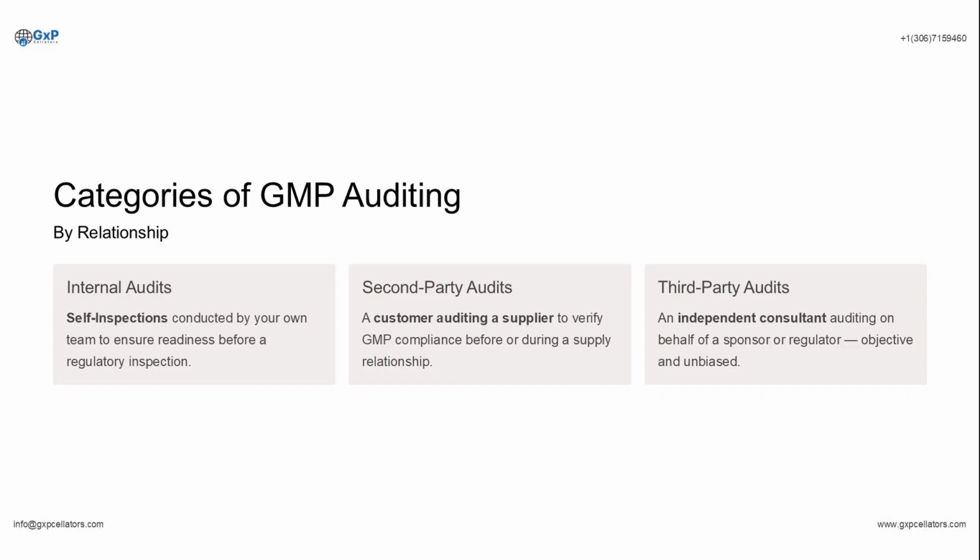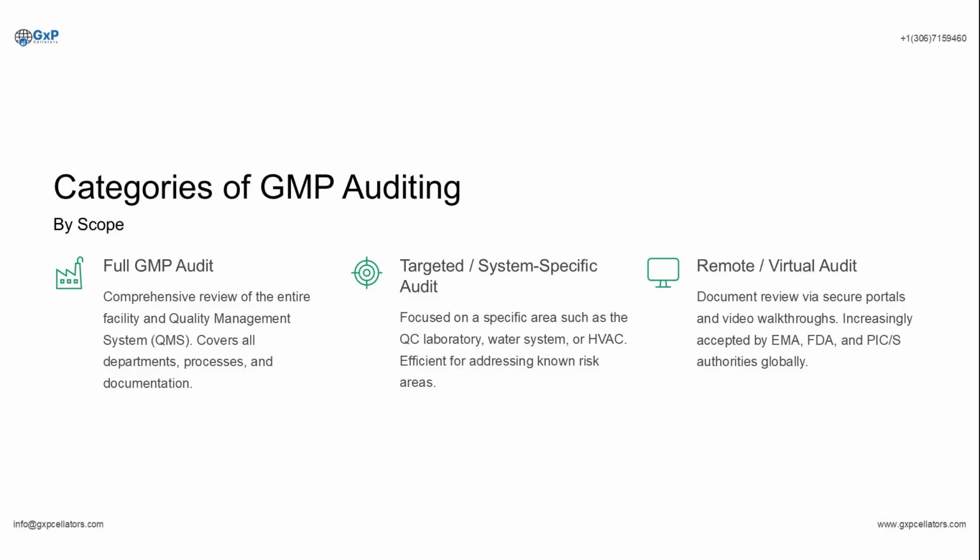GMP auditing can be categorized by relationship, including internal, second-party, and third-party audits. Each type serves different purposes in ensuring compliance and objectivity. GMP audits can also be categorized by scope, including full audits, targeted audits, and remote audits. Each type addresses different areas of risk and compliance.